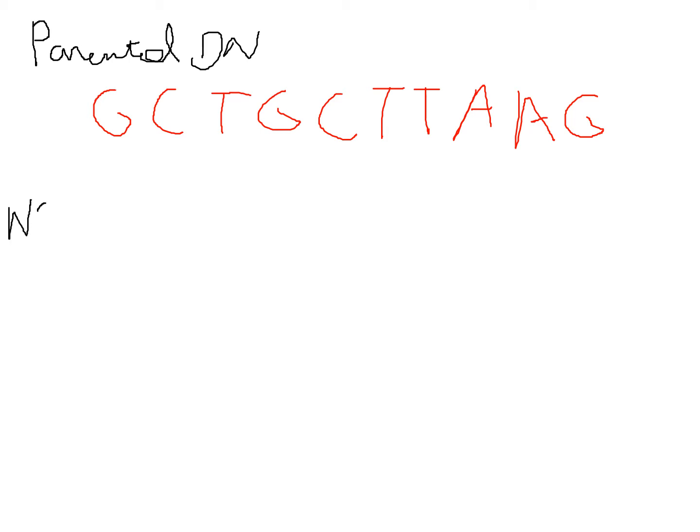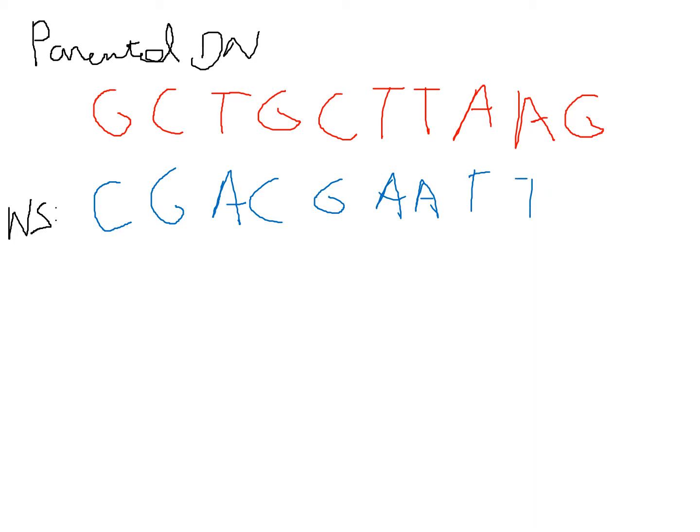I'm going to put NS for new strand. G would match with what? G would match with, we can make the new strand a different color. G would match with C. G with C. T with A. G with C. G, A, T, T, and C. So that would be the binding pattern.